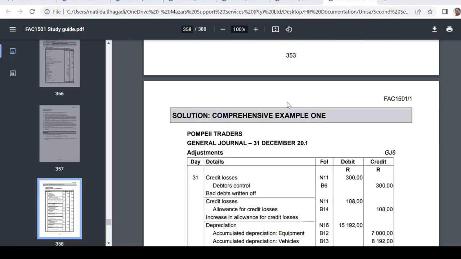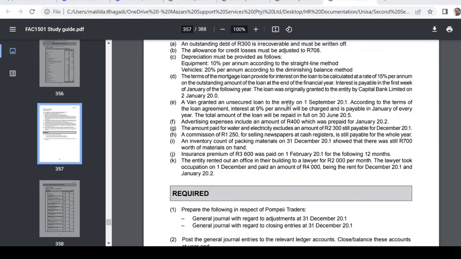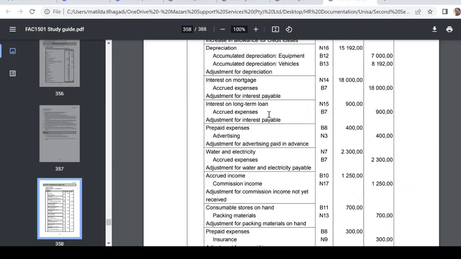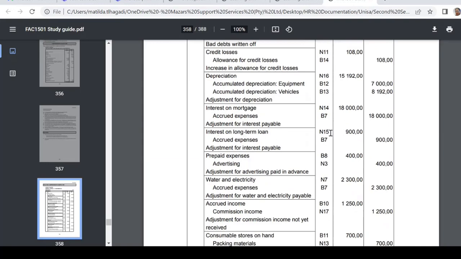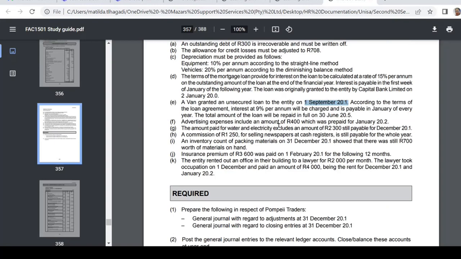You forgot the months. Okay, so it was September, October, November, December: 4 months. 900. Okay, there we go. And then it's going to be interest on loan 900, accrued expense 900.